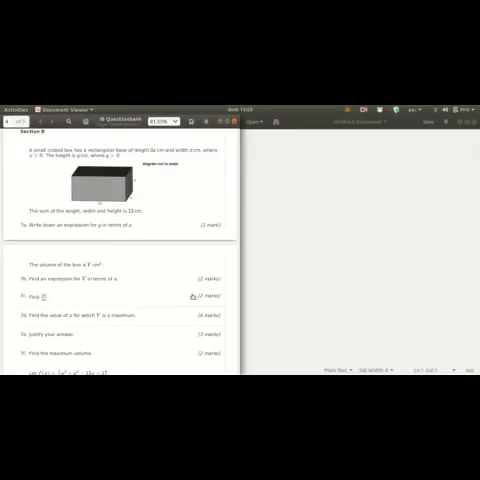The volume of the box is V centimeters cubed. Find an expression for V in terms of x. So the volume of any box is height multiplied by width multiplied by depth. So 3x times x times y. Simply replace y with the expression from the previous answer.